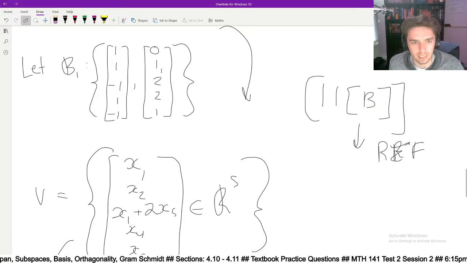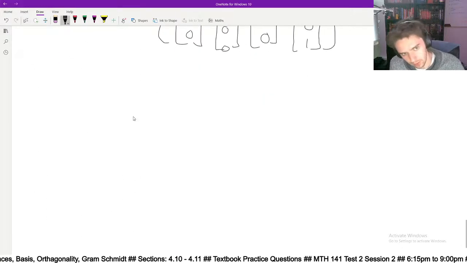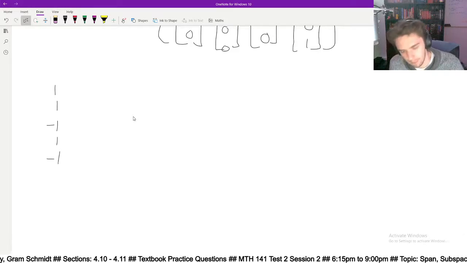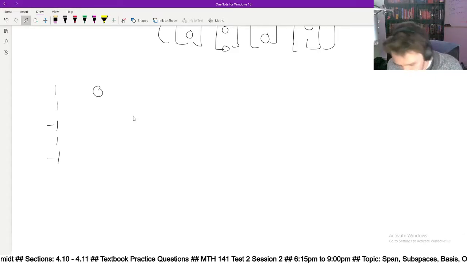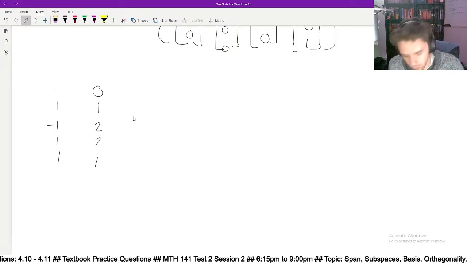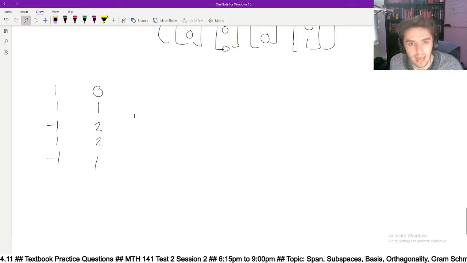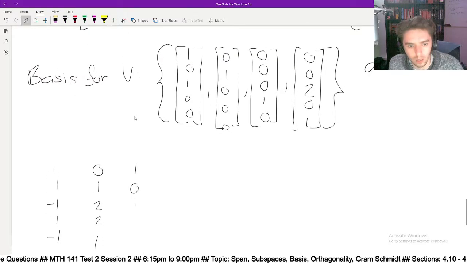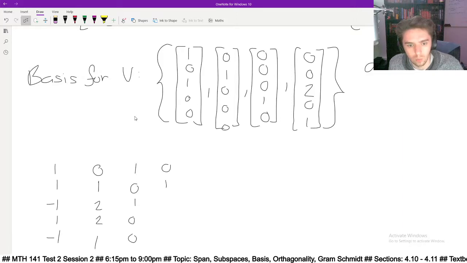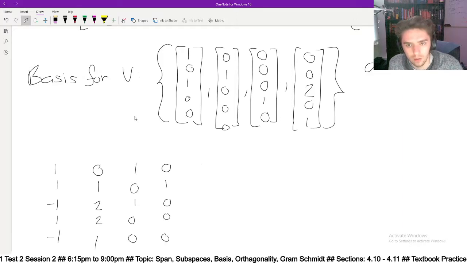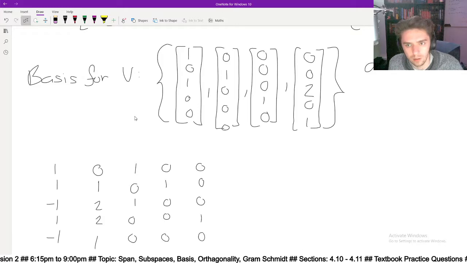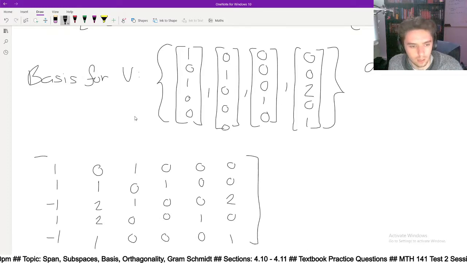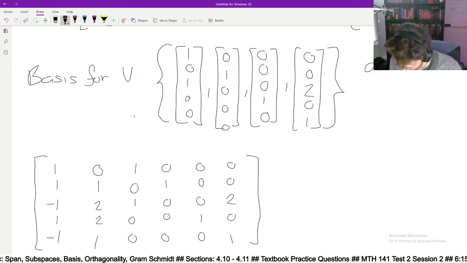So I'm going to take these two vectors, 1, 1, negative 1, 1, negative 1, and I'm going to put the other vector there too, 0, 1, 2, 2, 1. Let me just make sure I wrote that right. Yeah. And I'm going to put on this basis for V: 1, 0, 1, 0, 0, 0, 1, 0, 0, 0, 0, 0, 0, 1, 0, 0, 0, 2, 0, 1. Okay, we got a big matrix here.